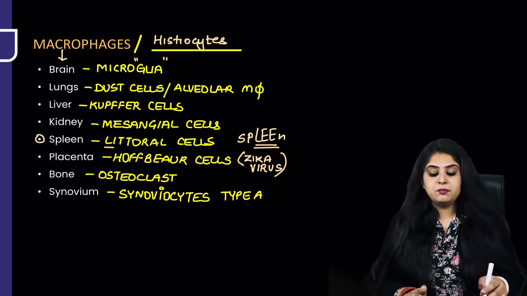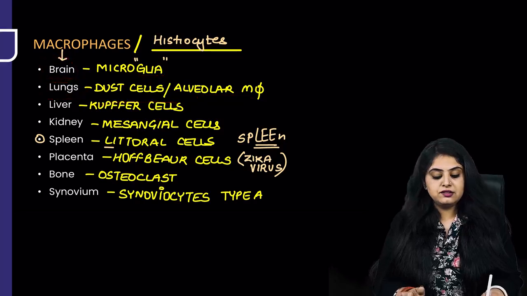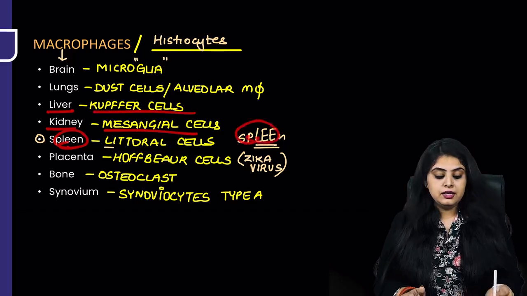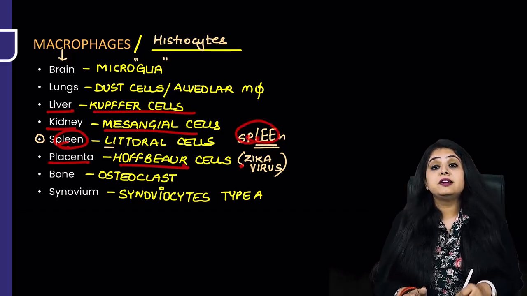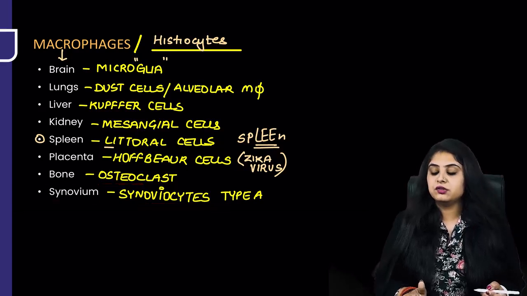So let's do a quick repeat. In the brain, it is glia. Lungs, it is alveolar macrophage or dusty cells. Liver, Kupffer cells. Kidney, mesangium. Spleen is littoral. Then placenta is Hofbauer cells, where the Zika virus goes and sits. Bone is osteoclast, and synovium is synoviocytes.